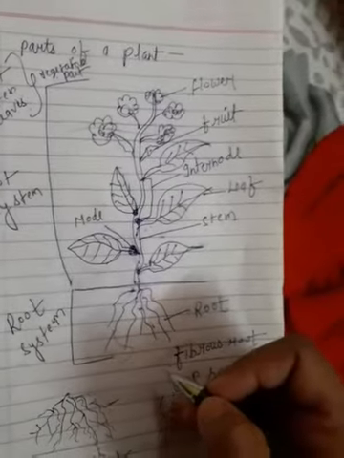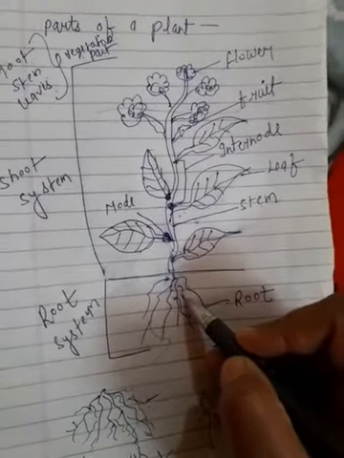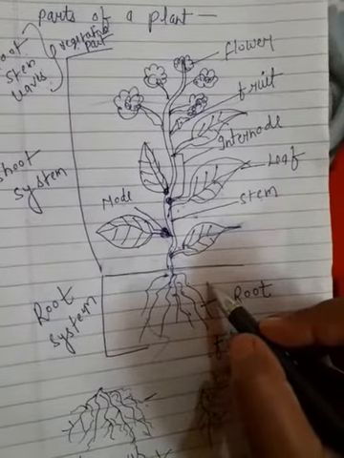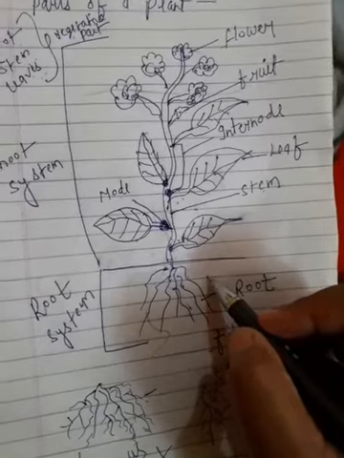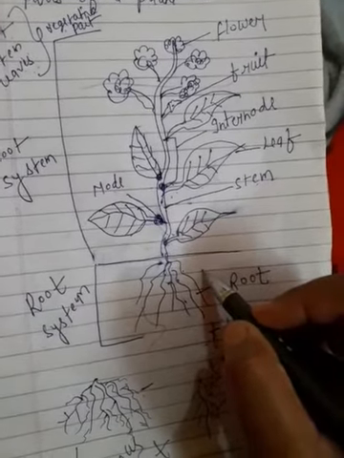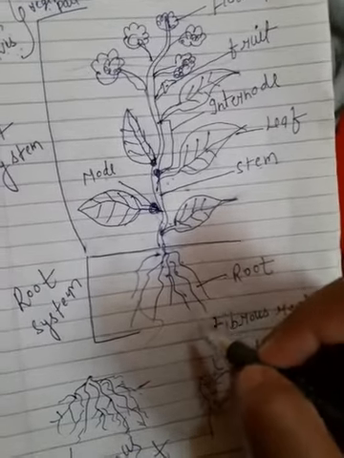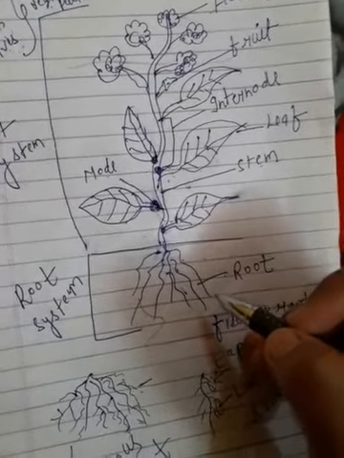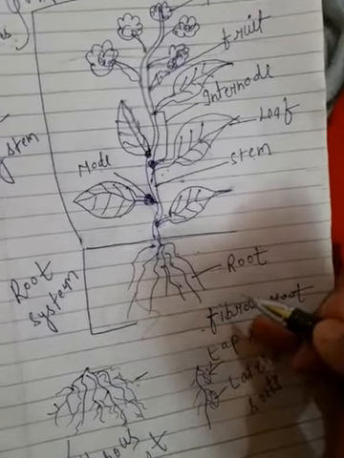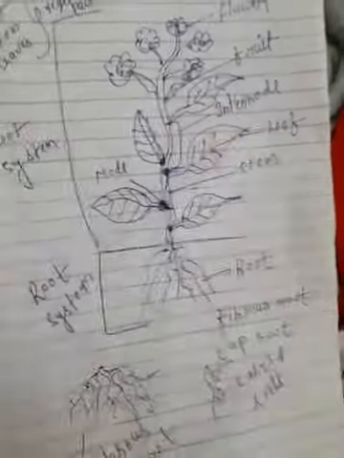Now what is the function of the root system? The first function is that roots fix or anchor the plant to the soil and provide support. Roots absorb water and minerals from the soil, which are then conducted upwards to the stem and leaves. And roots help in holding the soil together, thus preventing erosion or blowing away of the soil particles.